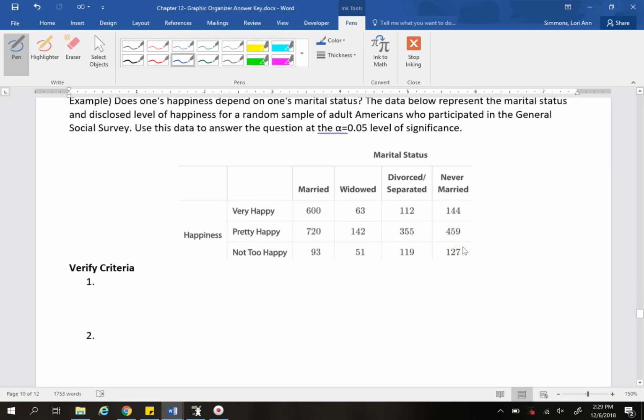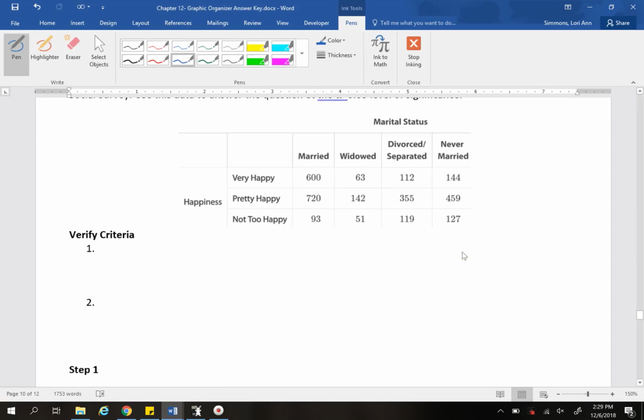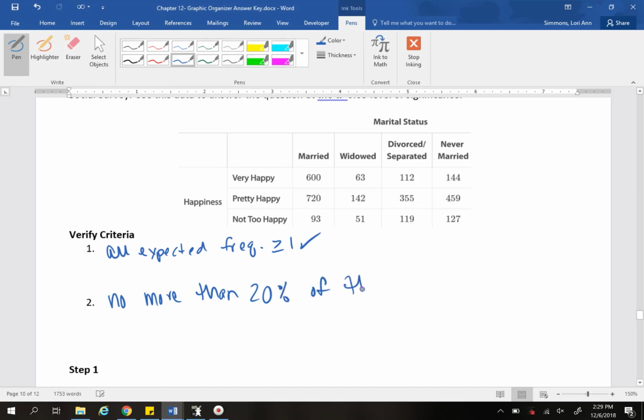So we are working with the same one. All expected frequencies are greater than or equal to 1. All right, we just calculated that, and then you can say no more than 20% of the expected frequencies are less than 5.